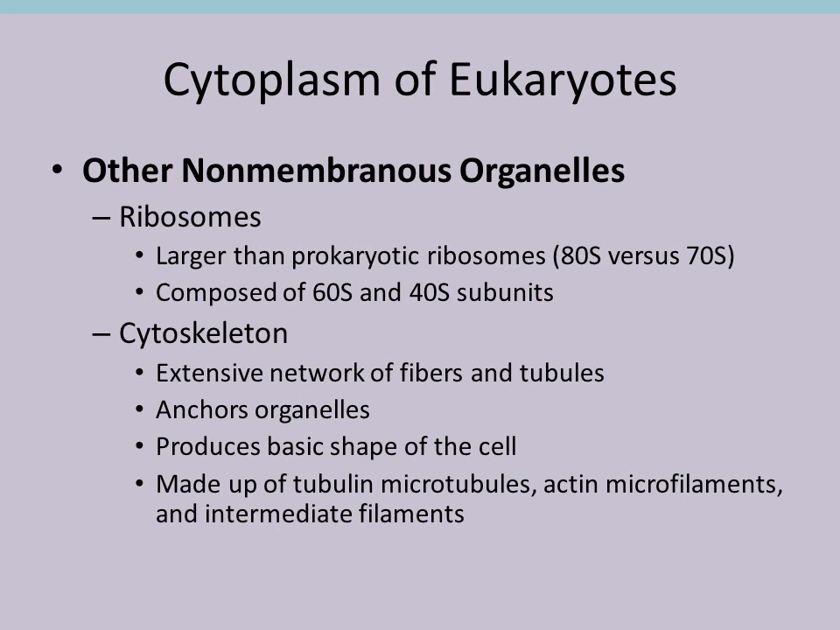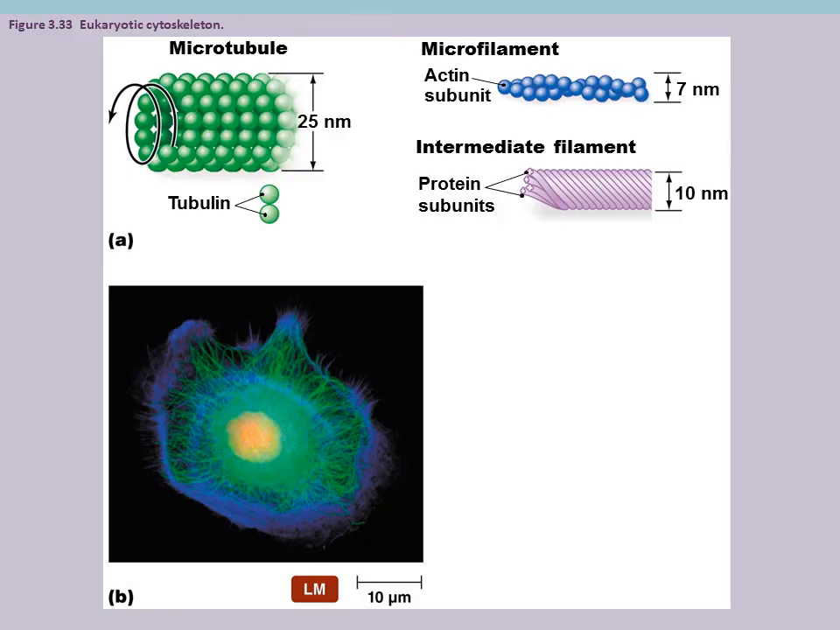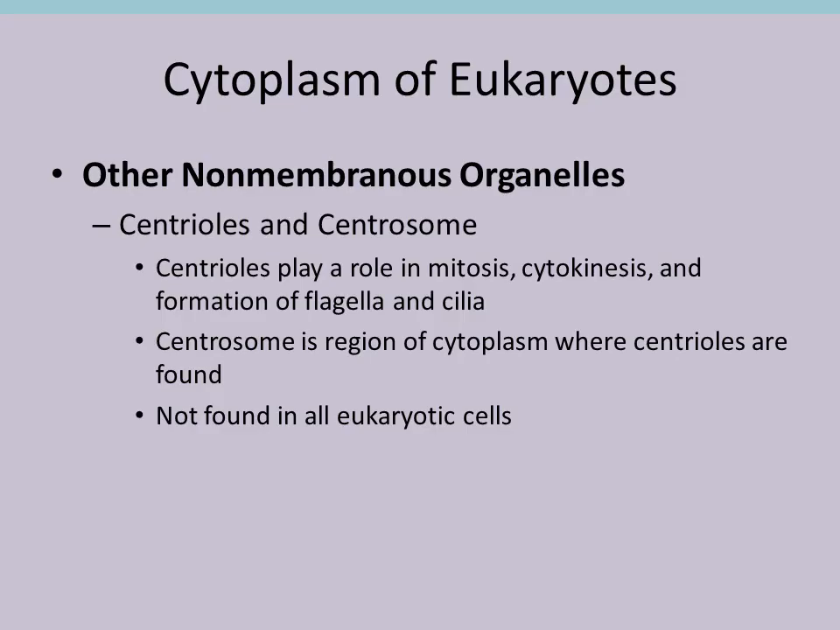You also have a cytoskeleton, this network of fibers and tubules that helps to anchor the organelles. It helps for movement of substances through the cytoplasm. It helps to, once again, protect the shape of the cell. And as you can see here, there are different types of tubules: microtubules, microfilaments, intermediate filaments. They differ in size and are found as part of the cytoskeleton.